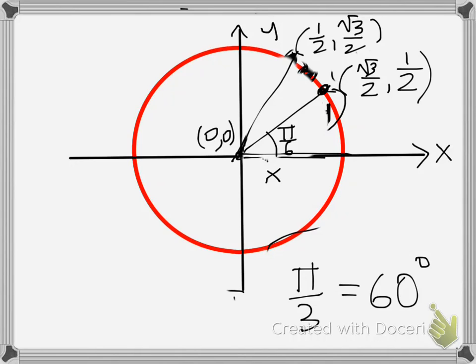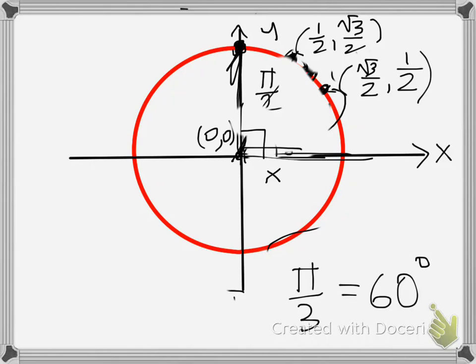Now, what happens if we have a 90-degree angle, or pi over 2 radians? If we have an angle of pi over 2, or 90 degrees, what would the x-coordinate over here be? Well, it's on the y-axis, so the x-coordinate would be 0. And what's the y-coordinate? Well, the circle has radius 1, so the y-coordinate would be 1. So this coordinate here is 0, 1.